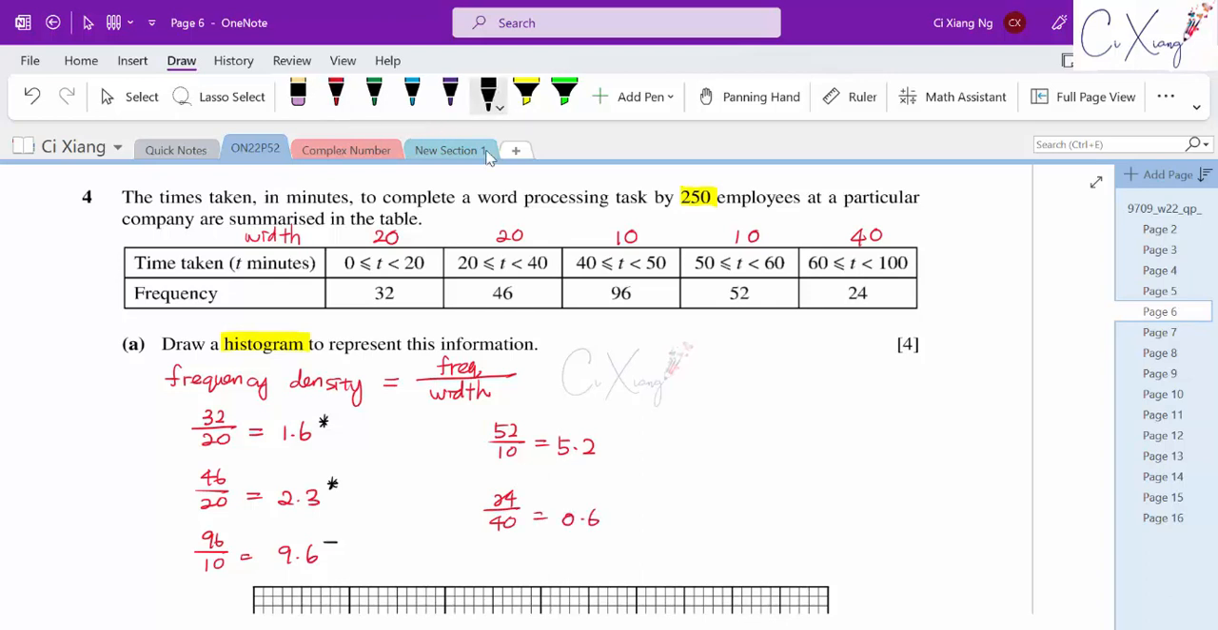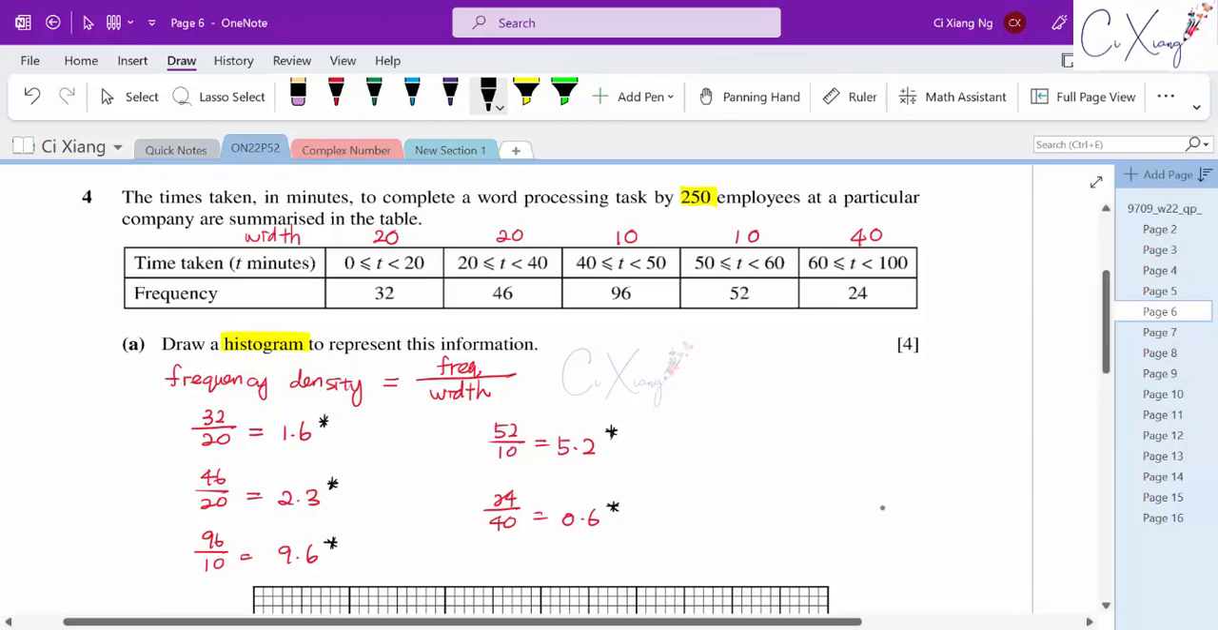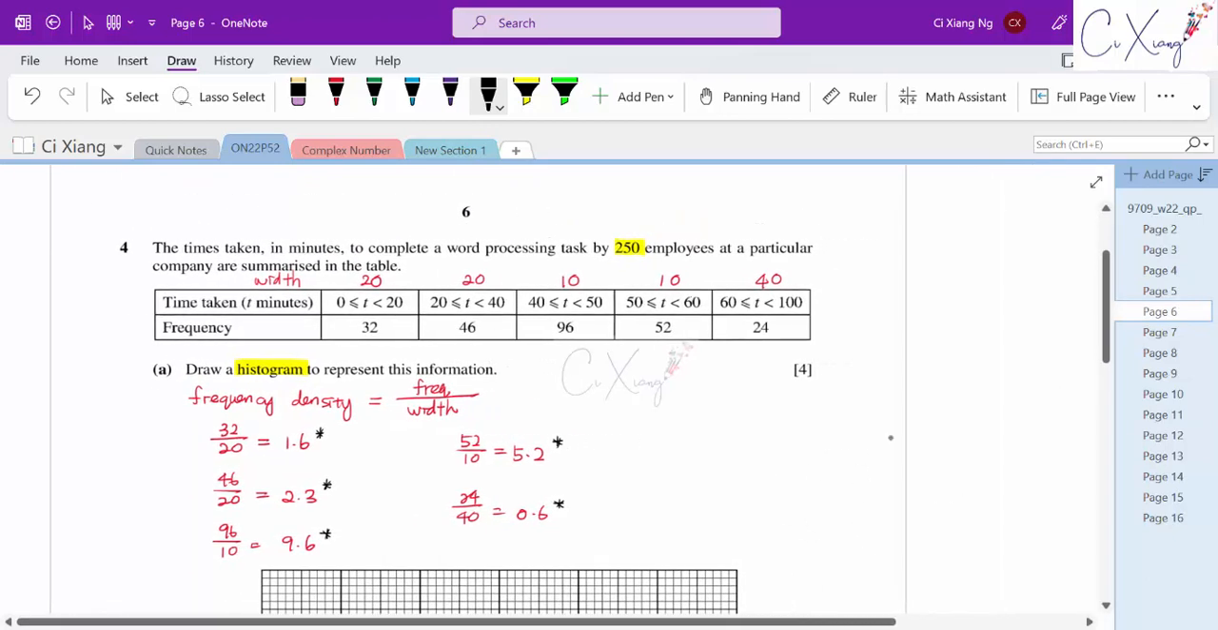Okay, so please take note that all the calculations or all the values for the frequency density must be shown somewhere in your solution in the exam paper. Please show all the values clearly here. And after that, we can proceed to draw the histogram.